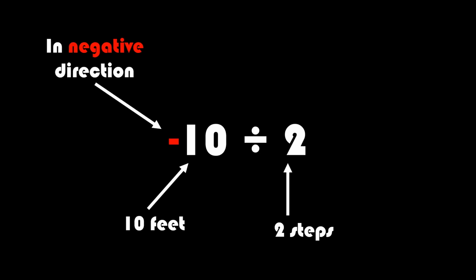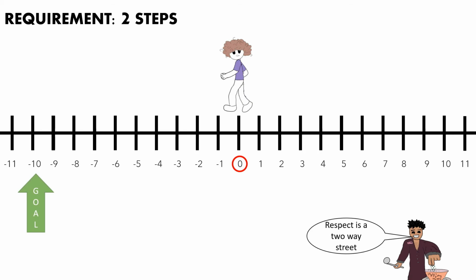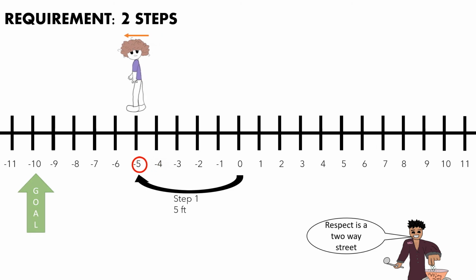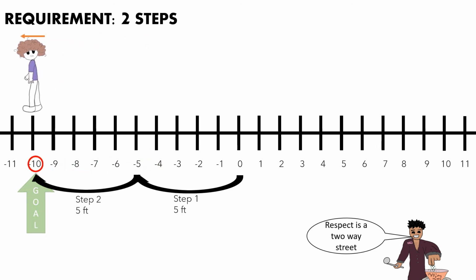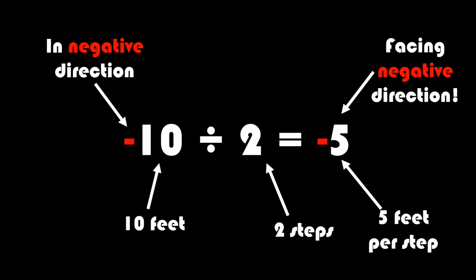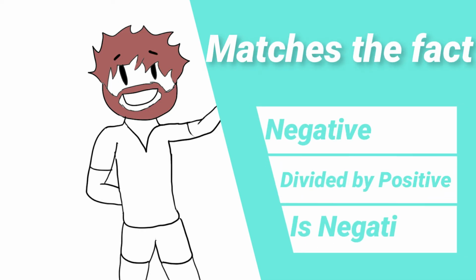If there's a negative sign on the first number, this means that the distance is in the negative direction. If we consider negative 10 divided by 2, this means that Leonard needs to get from 0 to negative 10 in 2 steps. Since Leonard has to take 2 steps forward, he has no choice but to face the negative direction so that he moves in that direction when he walks. The length of one of his steps is 5, and we put a negative sign in front of the 5 because he has to face the negative direction. So negative 10 divided by 2 is negative 5.